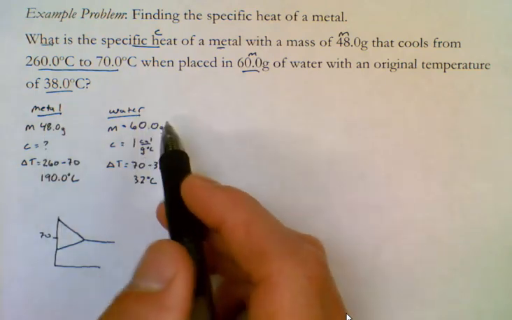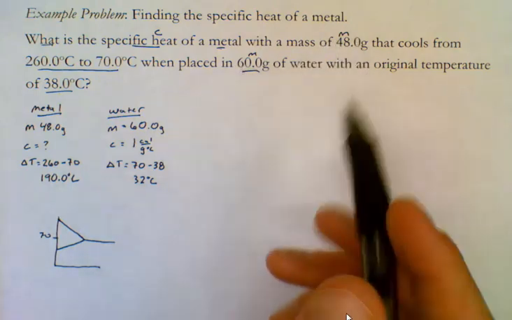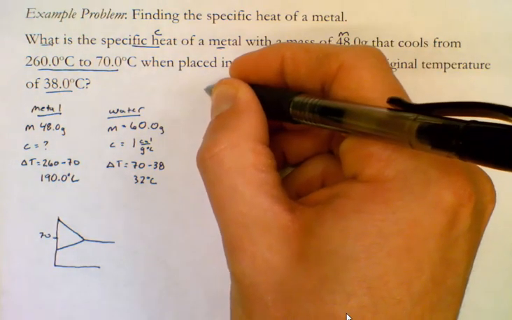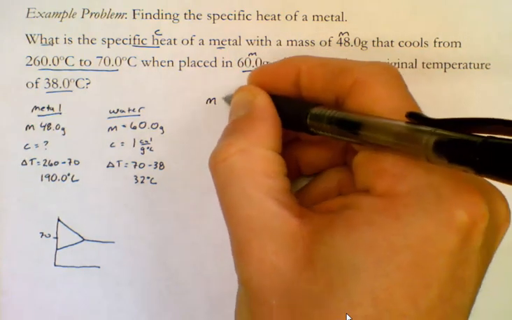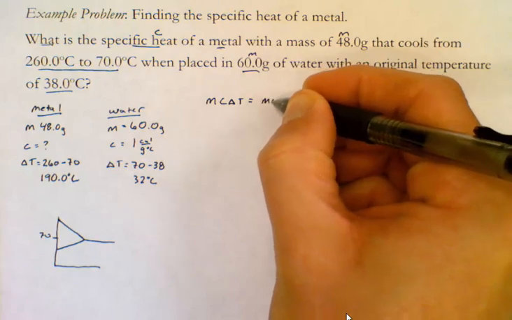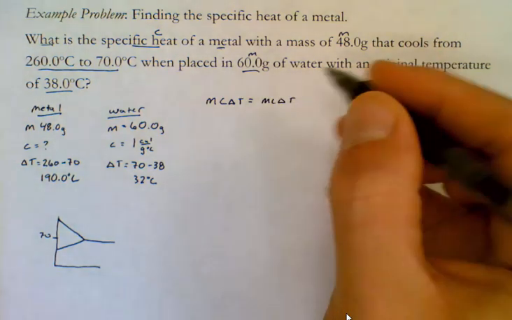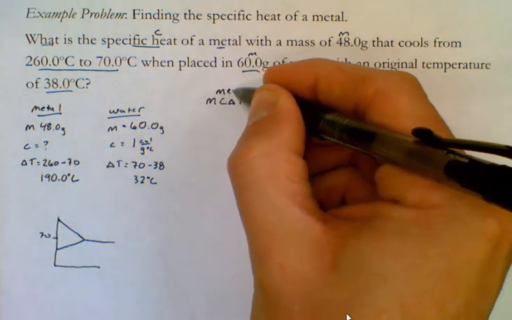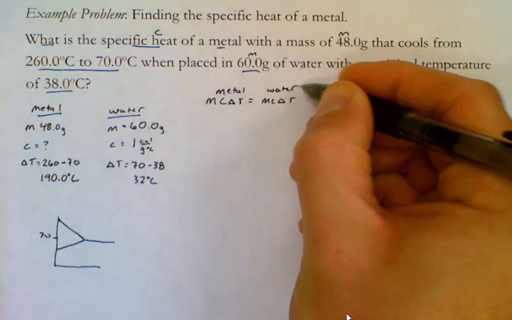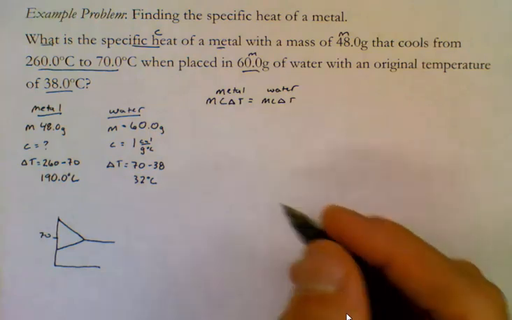Because I have two substances, and again we can tell that also by the two masses, I'm going to use mc delta T equals mc delta T. So this is the plug-in to the equation phase of your work. You have the metal, then you have water. So left side I'm keeping metal.